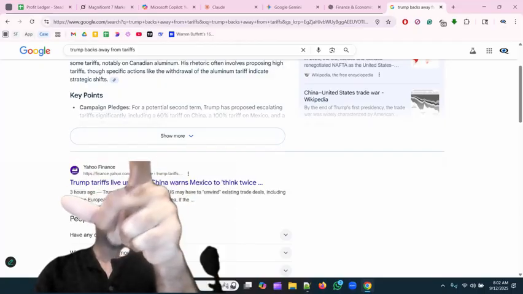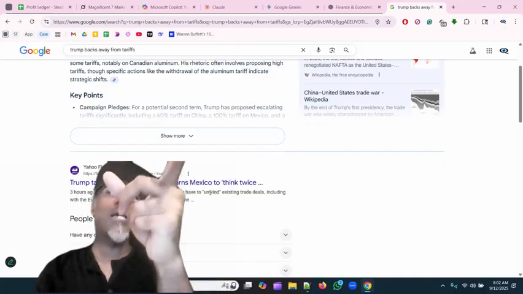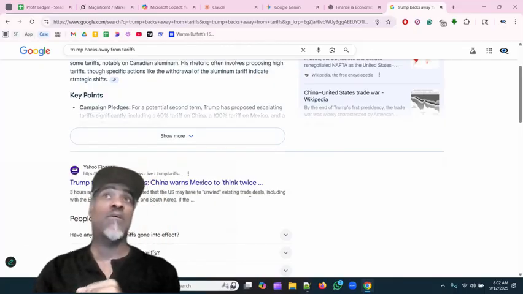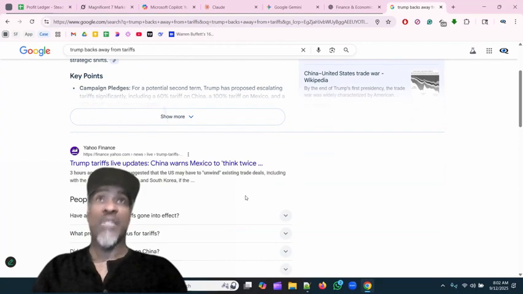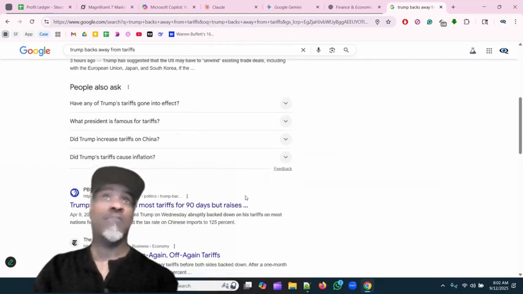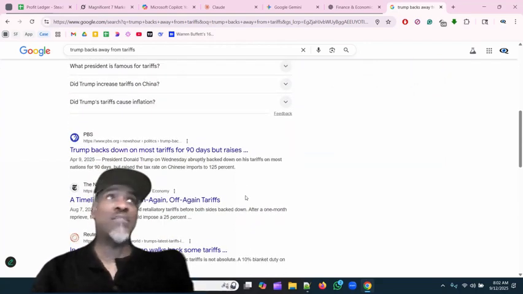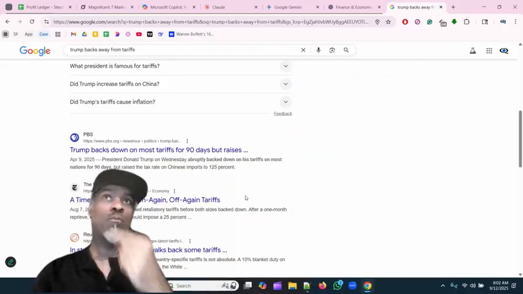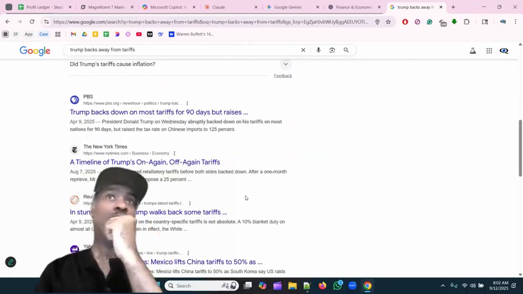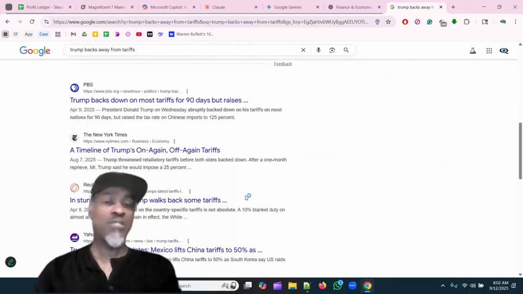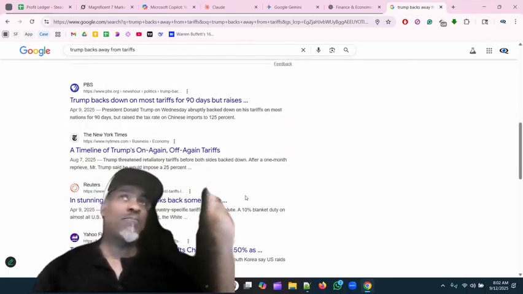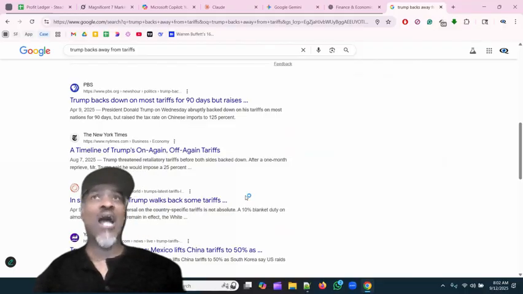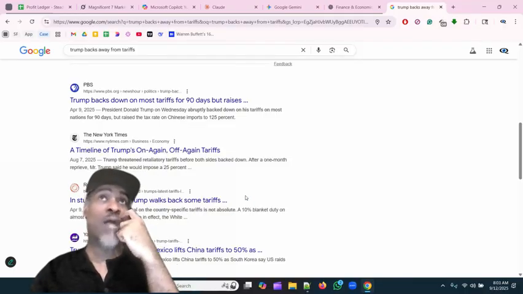Three hours ago, Trump suggested that the U.S. may have to unwind existing trade deals. Believe me, he's backing away from the tariffs. You haven't heard it as much because in the beginning, we heard it every day, every week. Now he only mentions it to shock the economy and shock the news and shock the stock market.